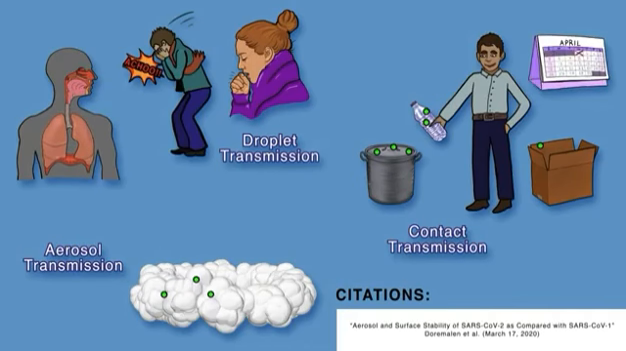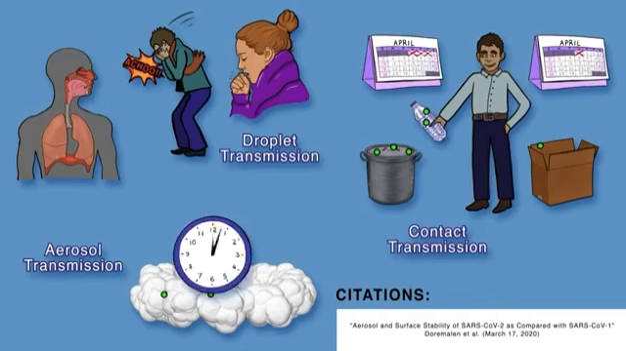COVID-19 is stable for up to 24 hours on cardboard, 2 to 3 days on plastic and stainless steel, and up to 3 hours in aerosols, which include fog, mist, dust, air pollutants, and smoke. Therefore, it is possible to get infected by touching contaminated objects or through the air.